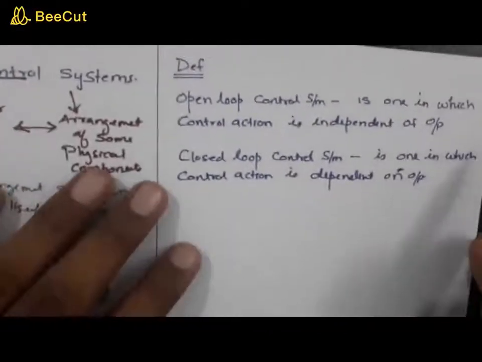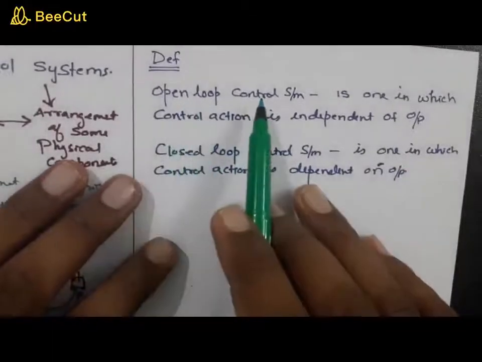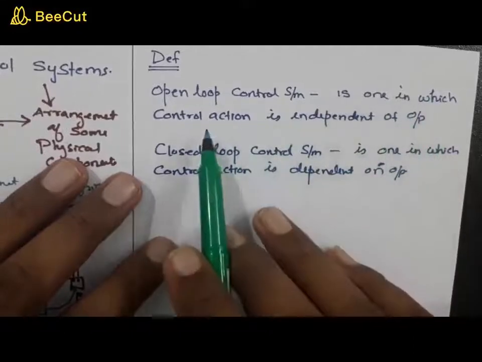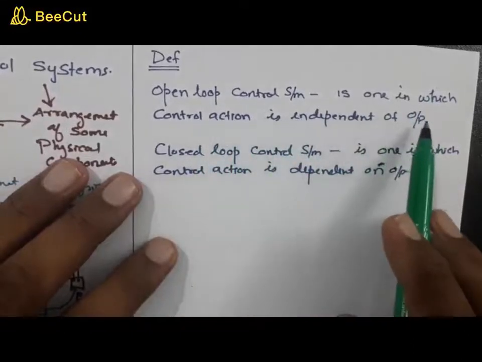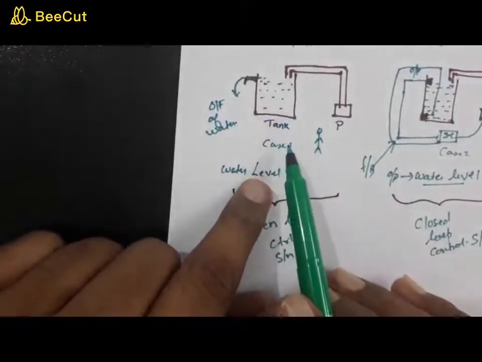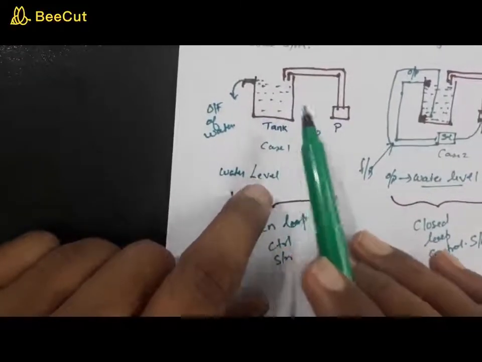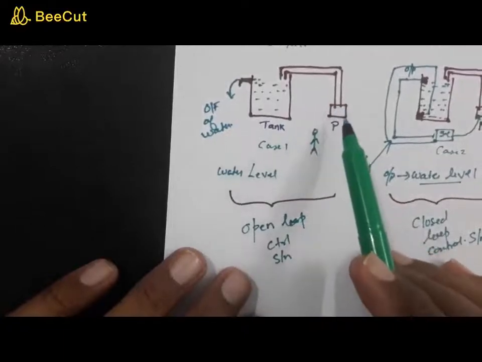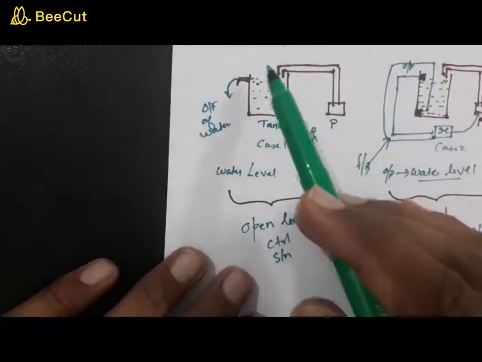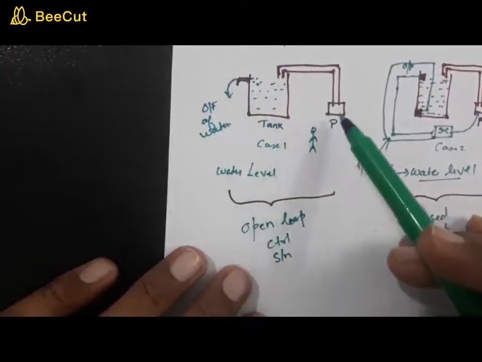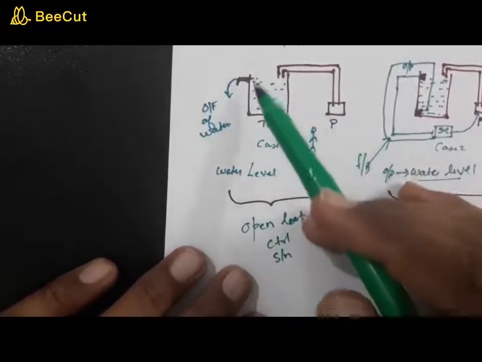So you can have a definition like this. You may just have a look at this. An open loop control system is one in which the control action is independent of output. That means in this example, the control action, the switching of the pump, is totally independent of the output. Only the overflow makes a person switch off the pump. It is not the level.